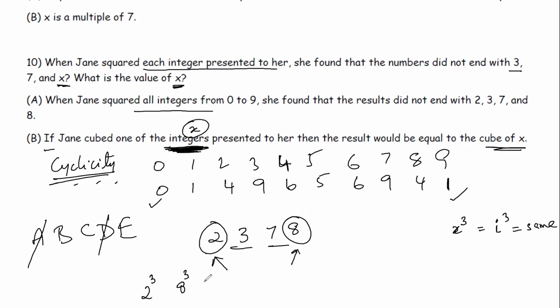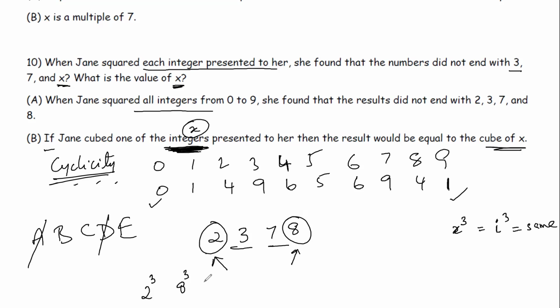Had I put the statement as "when Jane cubes one of the integers presented to her, then the result would be equal to x," then it would probably give you a definite answer, 8. But we don't know that part. So taking the question as it is, if Jane cubes one of the integers presented to her, then the result would be equal to the cube of x.